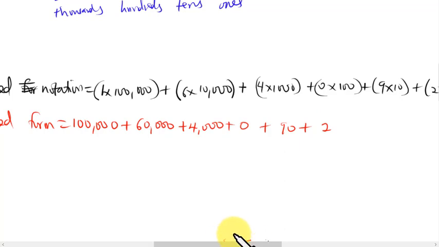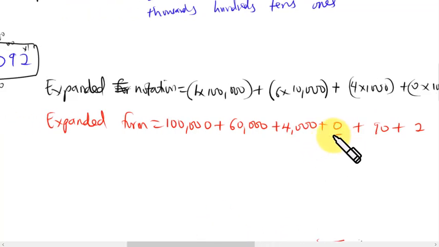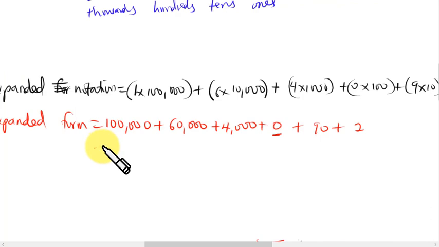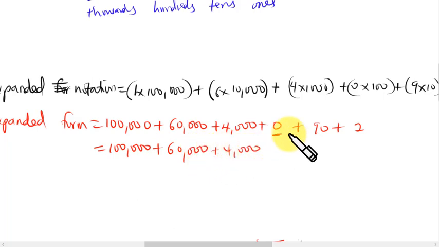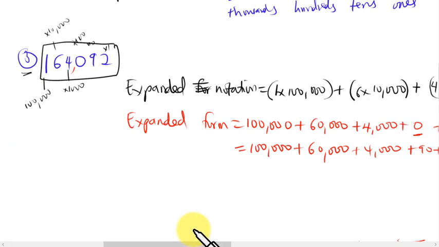So that is the expanded notation, and of course 0 can be left out. So essentially this is going to be 100,000 plus 60,000 plus 4,000. So there will be no 0. Then we have 90, then we say plus 2. So this is the expanded form of the number 164,092.